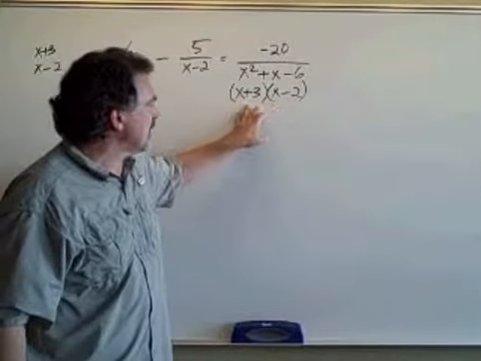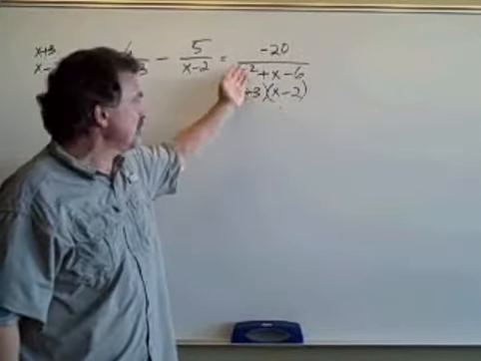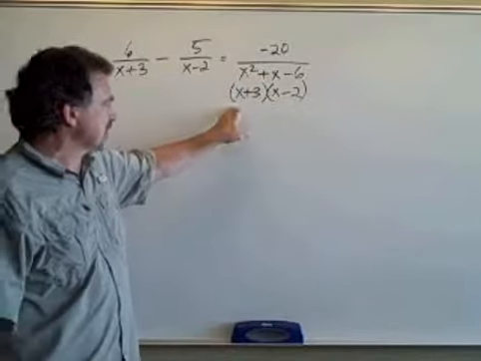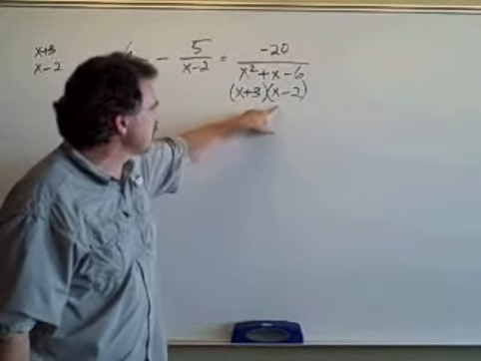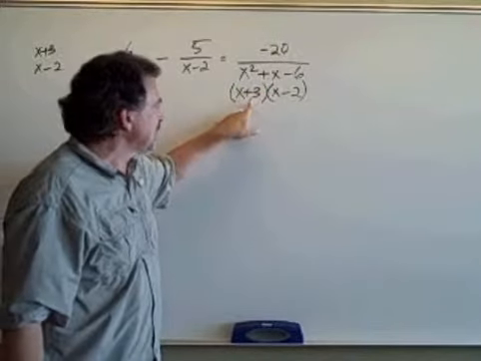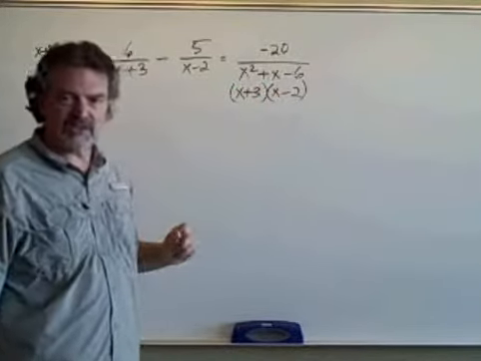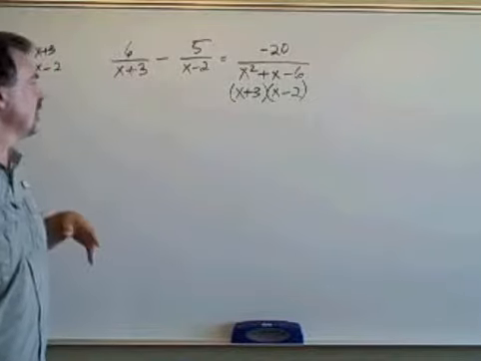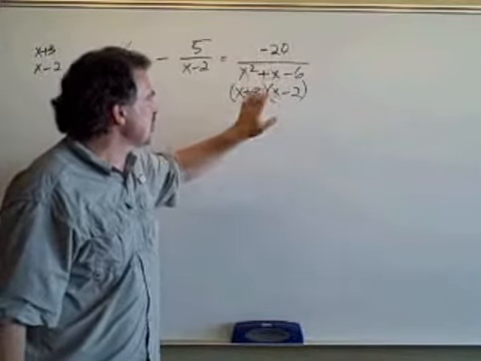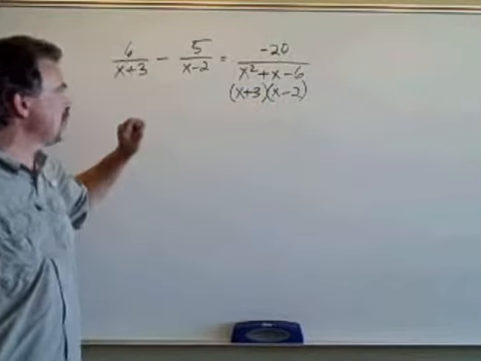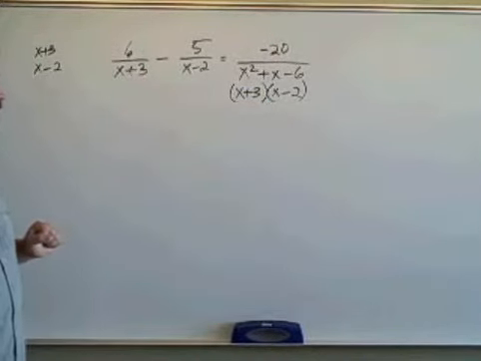Does the product under FOIL of these two binomials give me that trinomial? X times x would be x squared. Minus 2x plus 3x would be plus 1x. And plus 3 times minus 2 is minus 6 when we use our FOIL method to multiply. So sure enough, multiplying this side of the equation by that pair of binomials will also cancel that denominator.